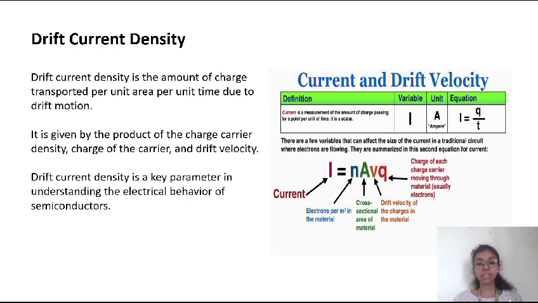You can see the definition. Current is a measurement of the amount of charge passing by a point per unit of time. It is a scalar variable I, unit ampere, equation I equals Q by T. There are a few variables that can affect the size of the current in a traditional circuit where electrons are flowing. These are summarized in the second equation for current.